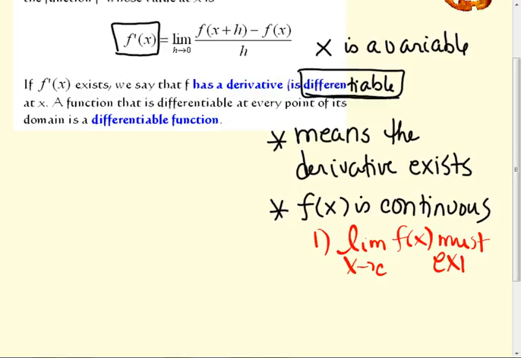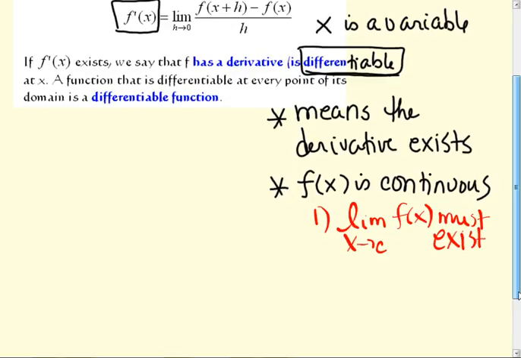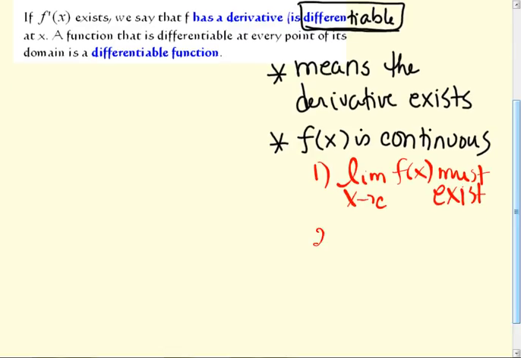What else has to happen? The point has to exist. That's all they're saying: when I say f of c exists, it's just saying that c is in the domain. Nothing fancier than that. But that's not enough, because the limit might exist, the function might exist, but they have to be the same.